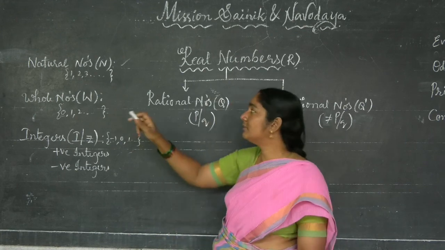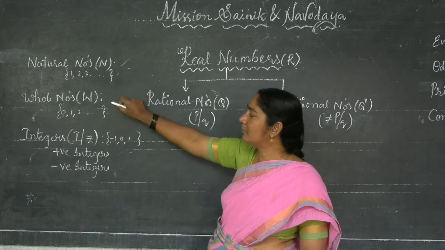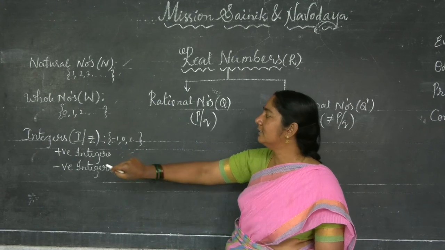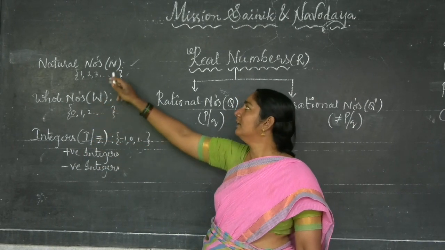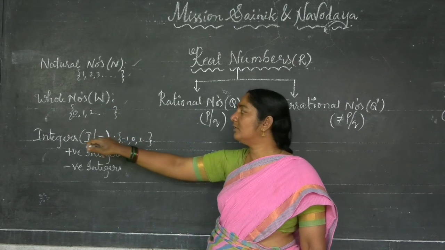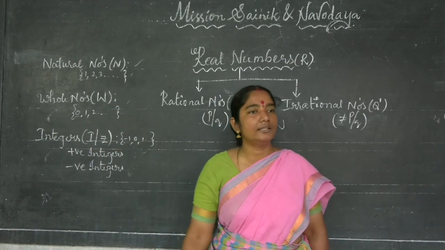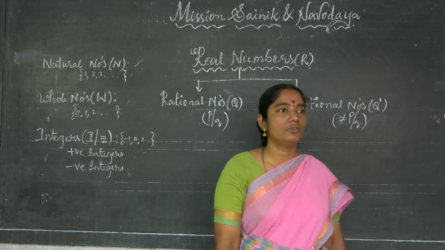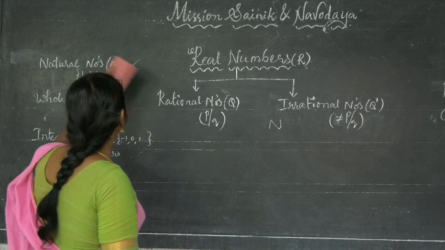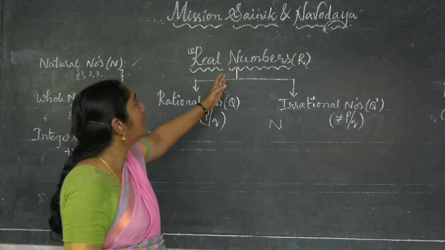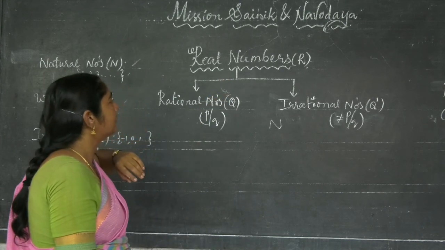Okay? Just now we have discussed natural numbers, whole numbers, and integers. Generally they are represented by the alphabets N, W, Z, or in some textbooks as I. Like that it goes on. Now, all these come under real numbers.